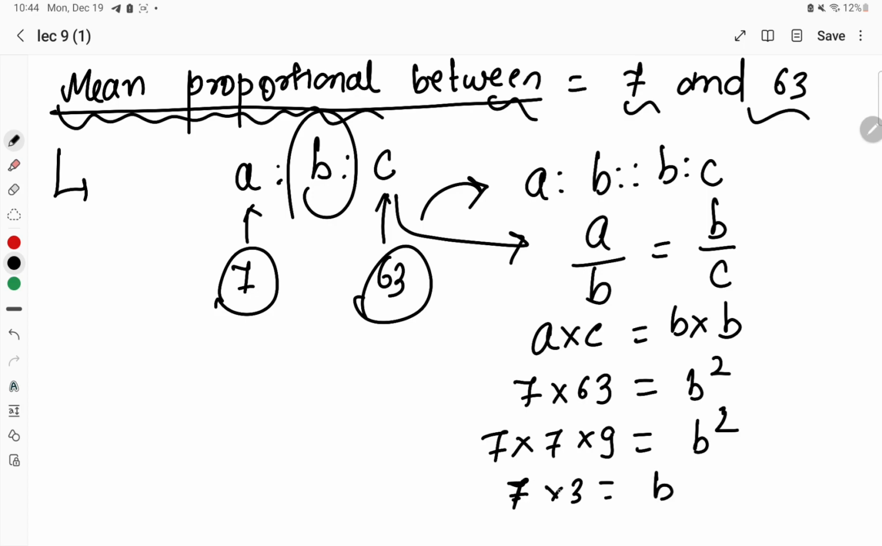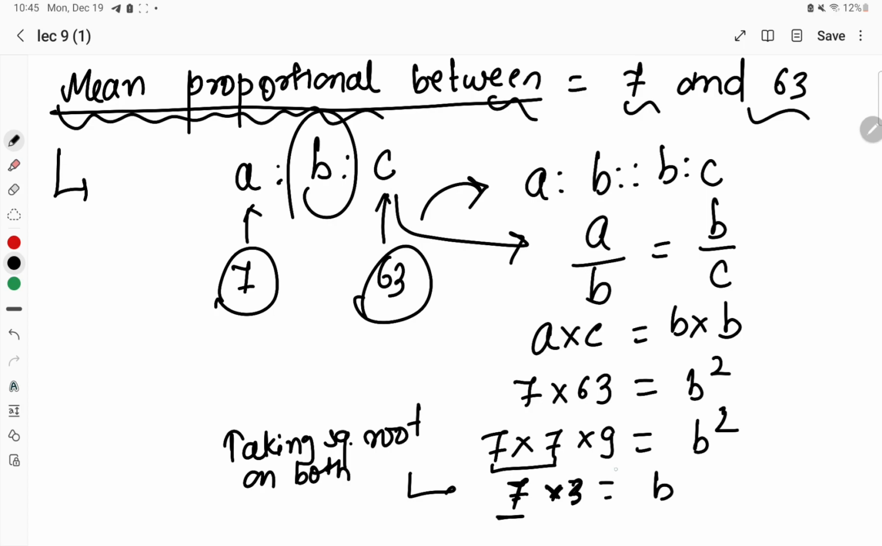Taking square roots on both sides. What I have done is taken the 7 in common: 7 sevens are 49, the square of 7, and 9 is the square of 3. So the square root gives the value of B as 7 into 3, that is equal to 21. Got it? That is the value of the mean proportional.